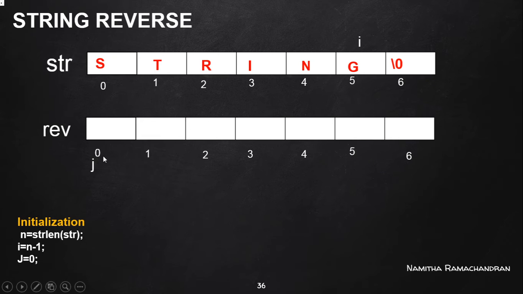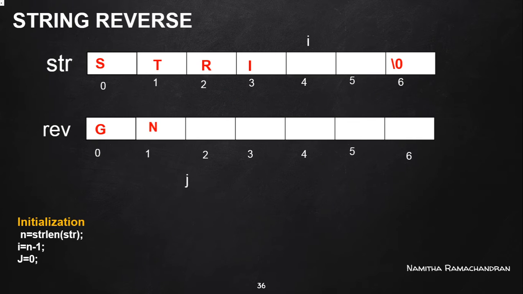Okay, what is the next step? We need to copy this G from this 5th position to this 0th index position. After that, we need to increment j to the next position like this. Okay, we want to decrement I one position back like this. Is this I now pointing to a value which is less than 0? No, I is now pointing to 4, which is not less than 0. So continue this copying.